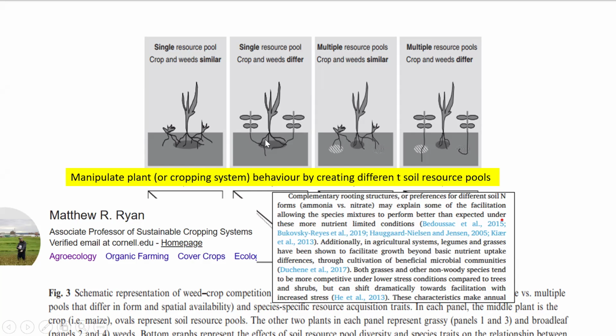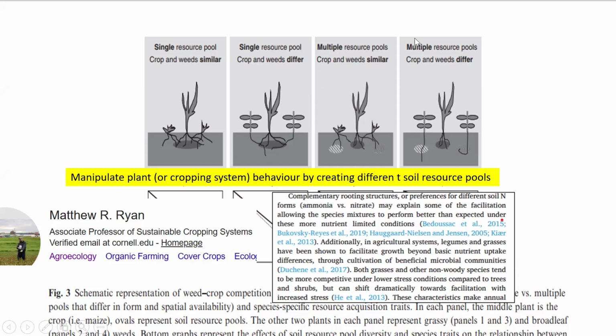Again, same resource pool. Now here we have multiple resource pools. What does that mean? Well, we may have in a planting station situation, that might be manure and that might be fertilizer, or that might be manure and that might be the soil organic matter. And so when you have different resource pools, you actually increase the total productivity of the intercrop because the competition between plants is reduced.